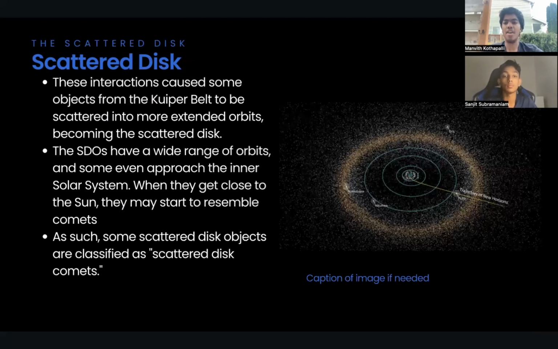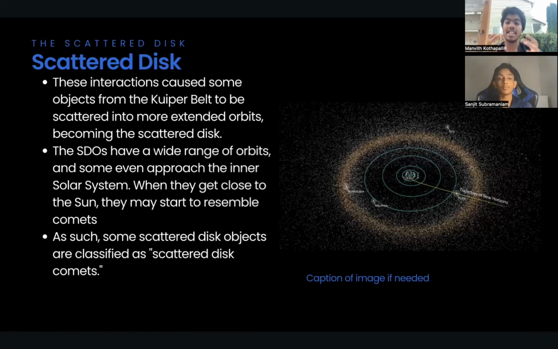These interactions caused some of the objects from the Kuiper belt to be scattered into more eccentric and inclined orbits, giving rise to the scattered disk. The scattered disk objects have a wide range of orbits, and some of them can even approach the inner solar system, and they may even develop a coma or a tail, resembling comets. As such, some scattered disk objects are classified as scattered disk comets.